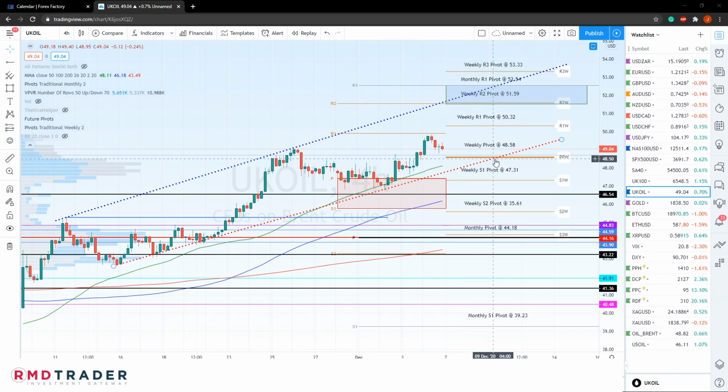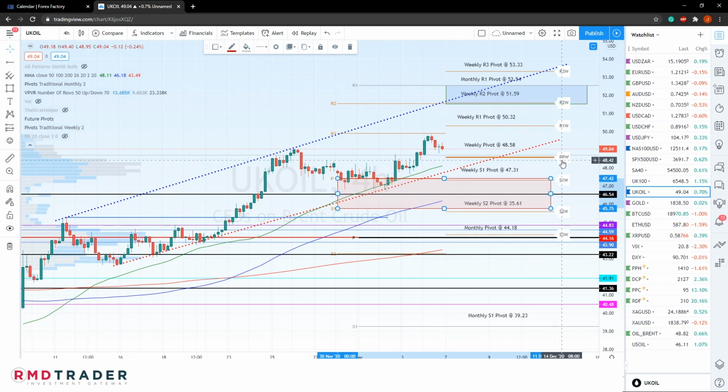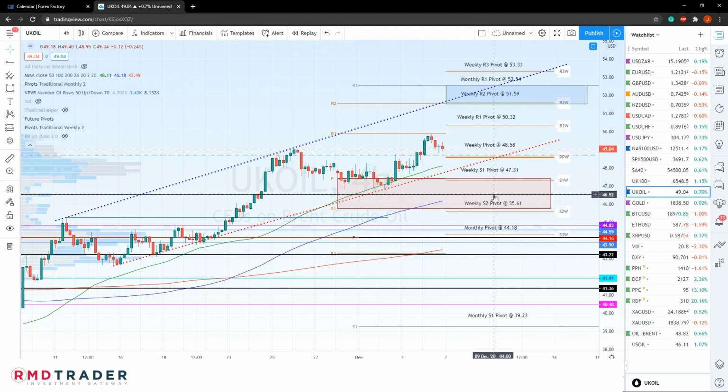Of course, should price break or close below this lower diagonal, that could see price then sell off towards this area of support, and I'm just going to extend it over here, and that would be the area where we'll likely see price move into this area closer to 46.50, where it will meet up with the 4-hour 100 SMA, which will also offer some additional support.